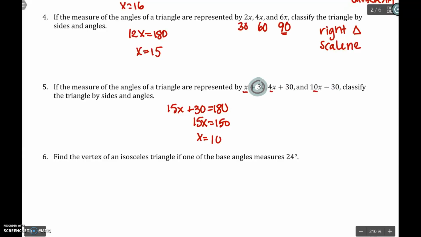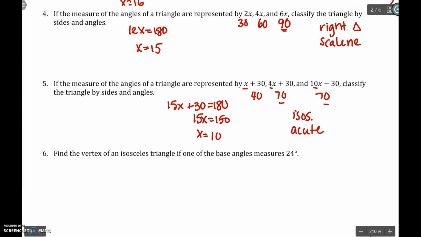So 10 plus 30 is 40. 4 times 10 plus 30 is 70. And 10 times 10 minus 30 is 70. So we have two congruent ones. That makes it isosceles. And all are less than 90, so it is acute.